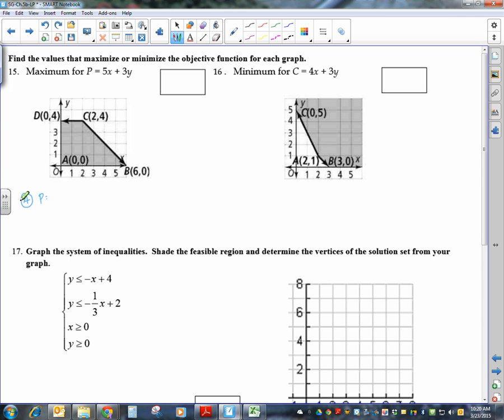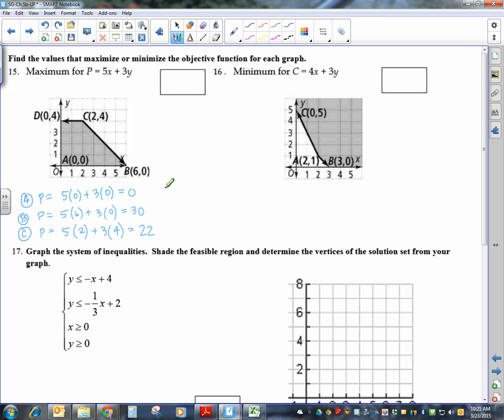Alright, so I have 5 times 0 plus 3 times 0, and that equals 0. B, profit's going to be 5 times 6 plus 3 times 0, that equals 30. C, profit's going to be 5 times 2 plus 3 times 4. 10 plus 12 is 22.